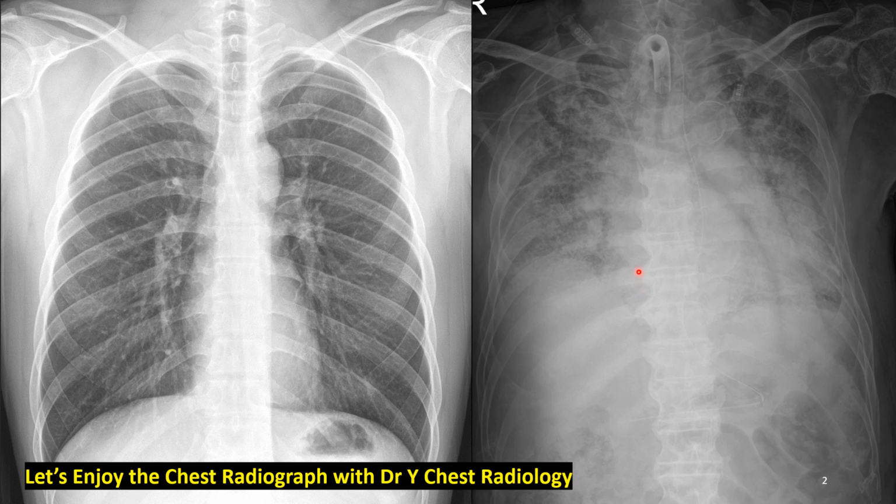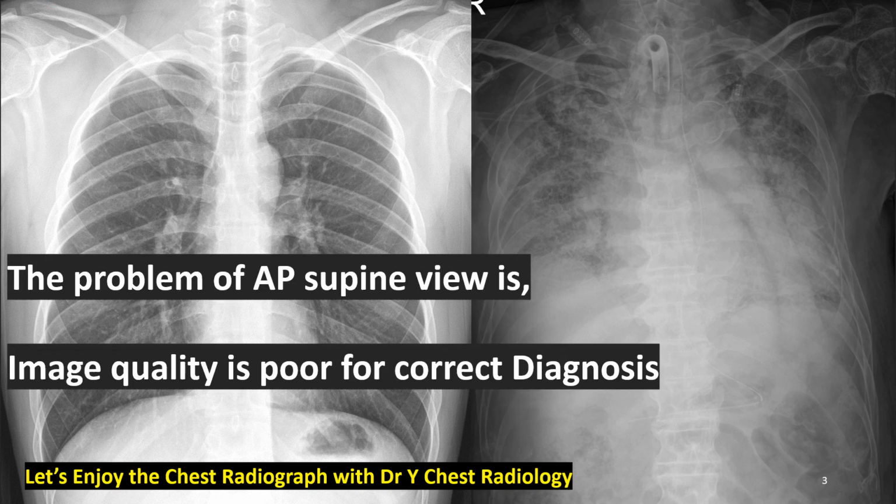This is an AP supine film of an old man in the ICU. How do you feel with these findings? Uncomfortable, uneasy, unclear, and somewhat embarrassed about how to explain these findings correctly. The problem of AP supine view is that image quality is poor for correct diagnosis. That's the point.